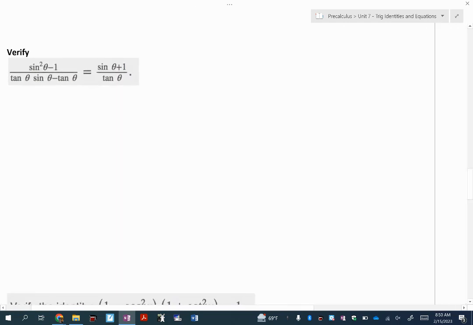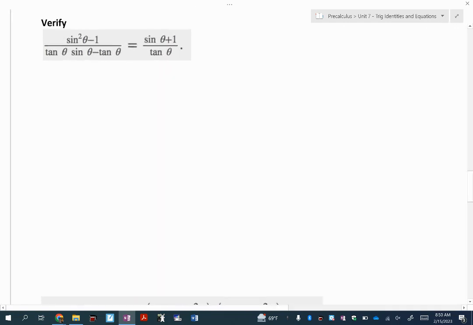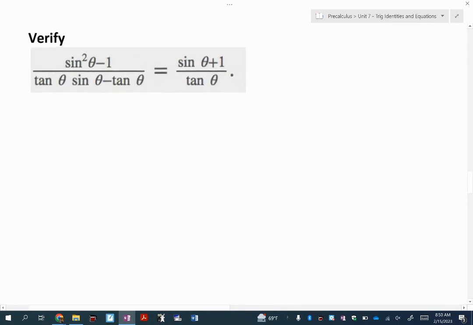All right, got a lot of room here. So it says verify that sine squared theta minus 1 over tangent of theta times sine of theta minus tangent of theta equals sine of theta plus 1 over tangent of theta. Now, you can make an argument for either side, right? Both look pretty confusing, but I would argue that the left side looks a little bit more complicated.